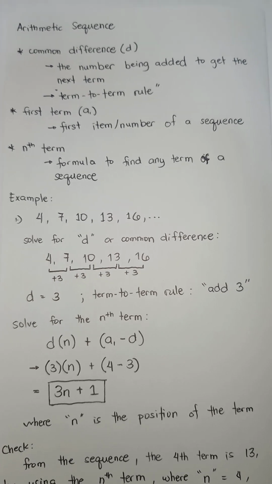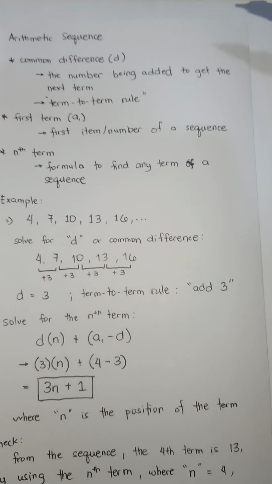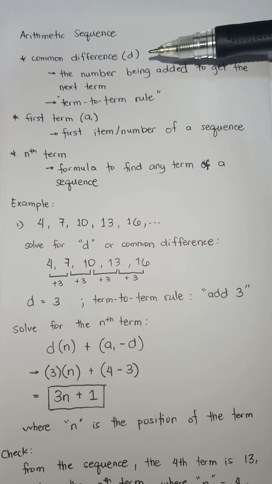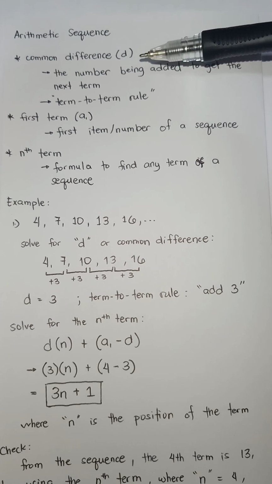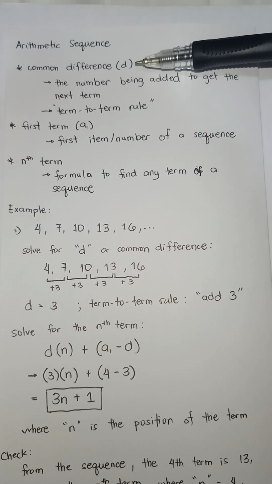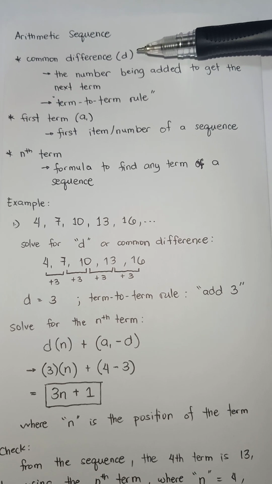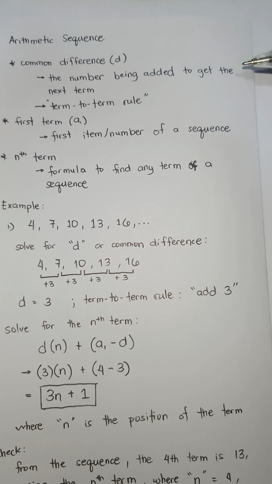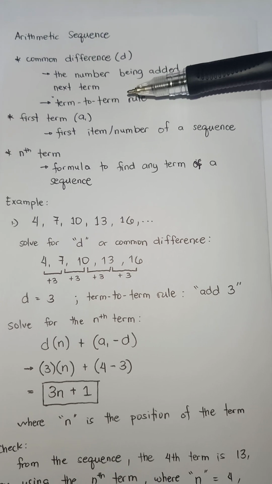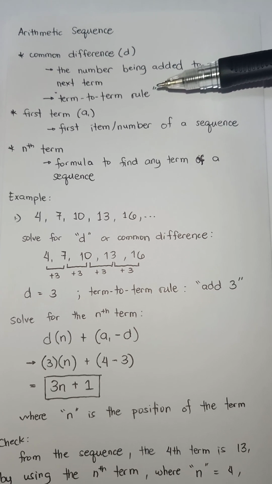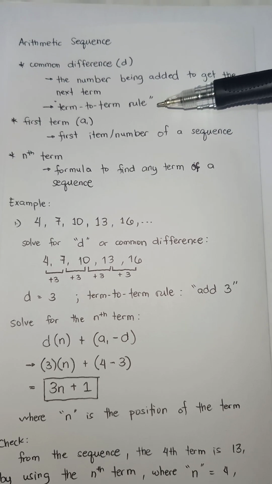Okay, so for the first topic, this is the arithmetic sequence. So these are the terms that we will be commonly using. Common difference is usually referred to as d as a variable. It's the number being added to get to the next term of the sequence. It's also used to identify as the term-to-term rule.